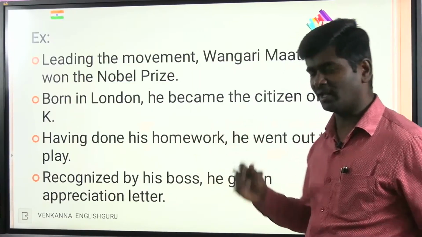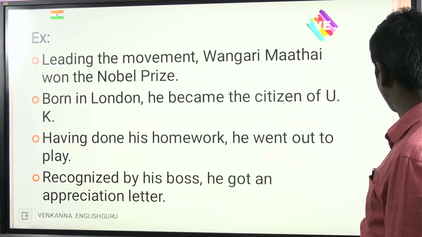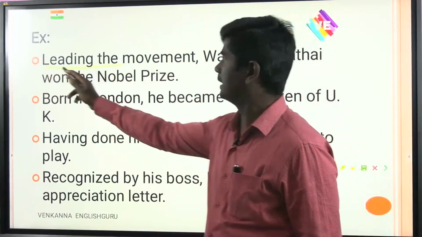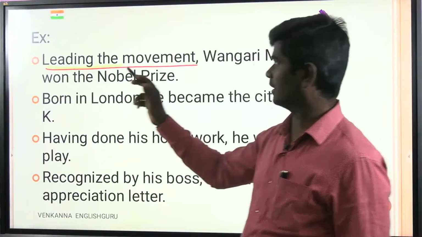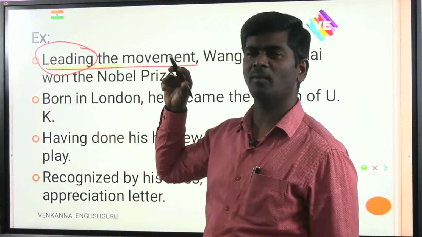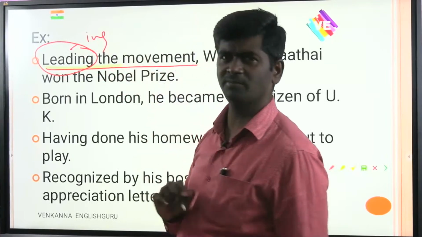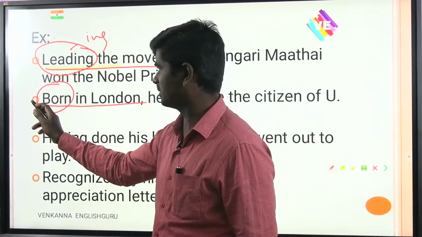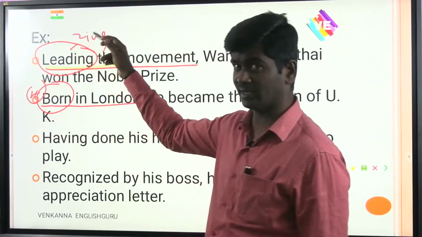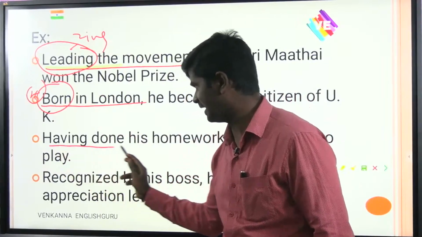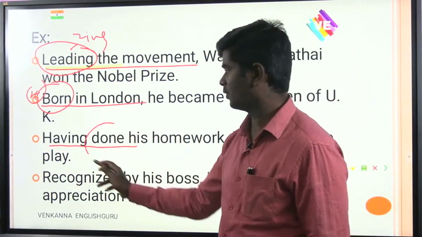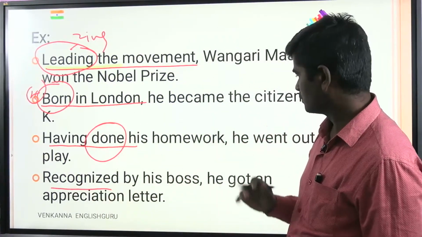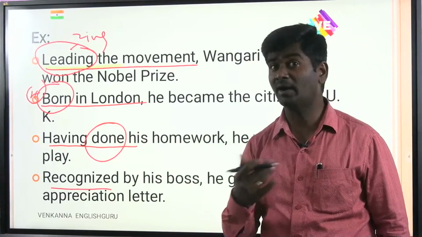Okay. And for example, I gave you certain examples you can check. See, leading the moment. So first we need to understand leading. This is ing form. So here ing form has been used. Second one, born in London. So born, this is past participle. Second non-finite verb. And having done his homework. Having plus past participle. Next, recognized, again past participle. So like this, and we'll have plenty.